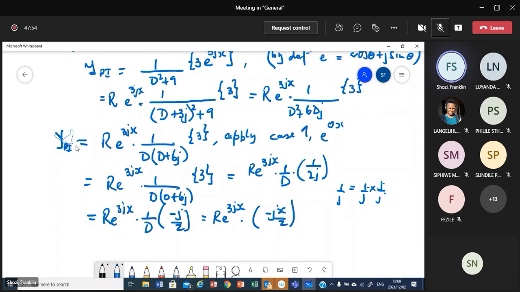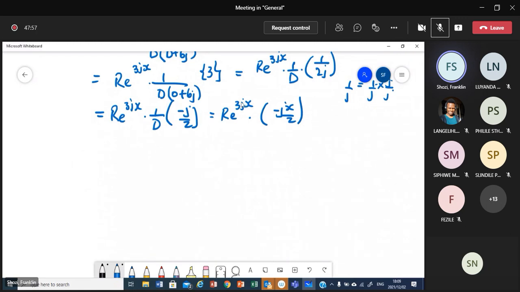Last but one step. Now bring back that. What is the meaning of that? Recall that e to the power 3jx will have the real part. Now, back to its definition. It stands for cos 3x plus j sine 3x. This whole thing is represented by that whole thing there, further multiplied by minus jx over 2. Now, let us multiply by this.